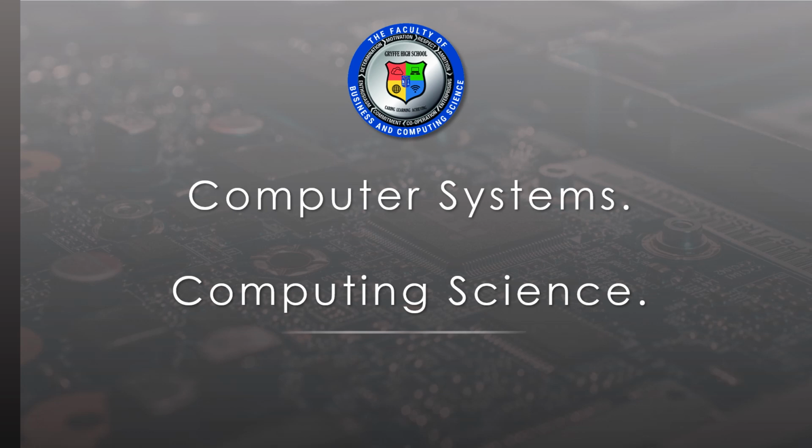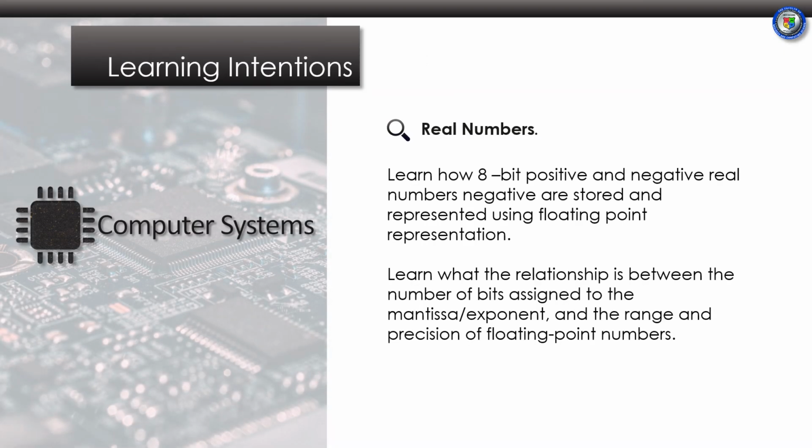In this lesson, we will learn how the computer stores and represents real numbers. As always, we will have learning intentions for the lesson. We'll learn how 8-bit positive and negative real numbers are stored and represented using floating point representation, and we'll learn what the relationship is between the number of bits assigned to the mantissa and the exponent and the range and precision of those floating point numbers.